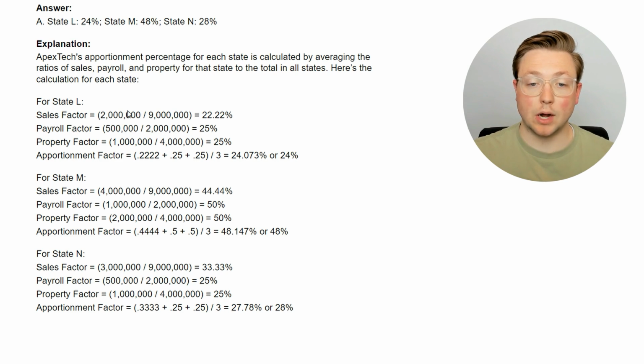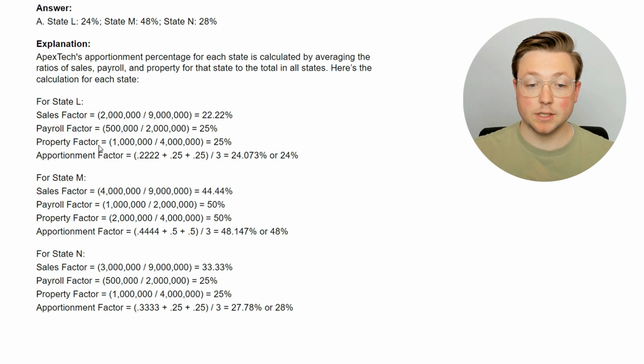So the way you would do it is, and it's pretty simple once you think about it, you would take however many sales were in the state, divide it by the total sales. So that gives you the percentage of sales that were in that state. And then you do the same thing with the payroll. This is how much payroll was in state L compared to the total payroll. So only 25% of the payroll was from state L. And then the property, again, $1 million of the $4 million was in state L, so 25%.